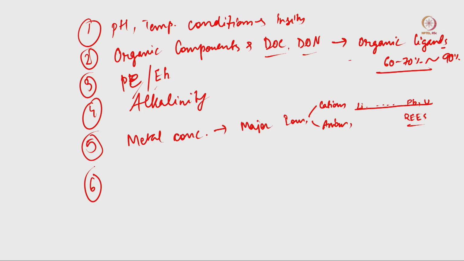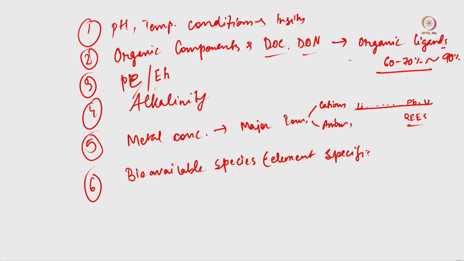Sixth is which are the bioavailable fractions. Which species is bioavailable. And this is element specific. Once you have that, you can do any kind of speciation study.